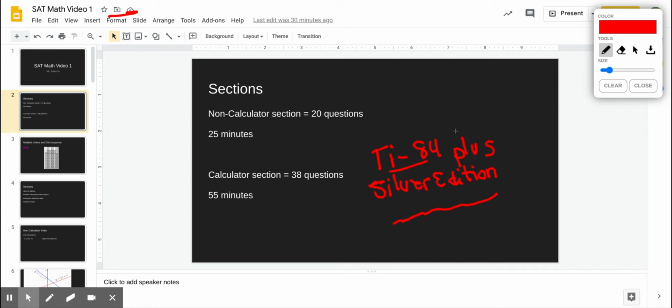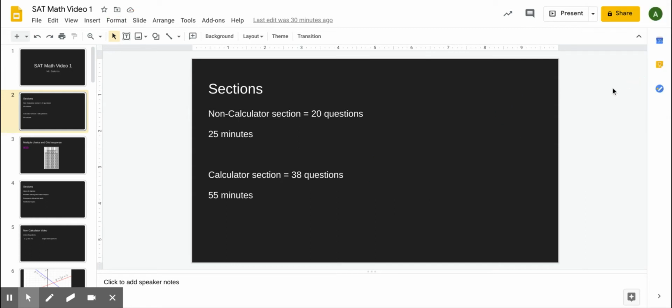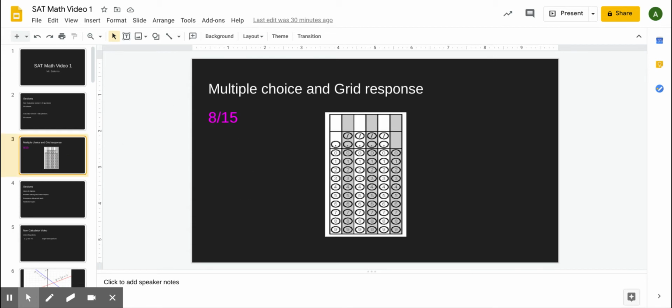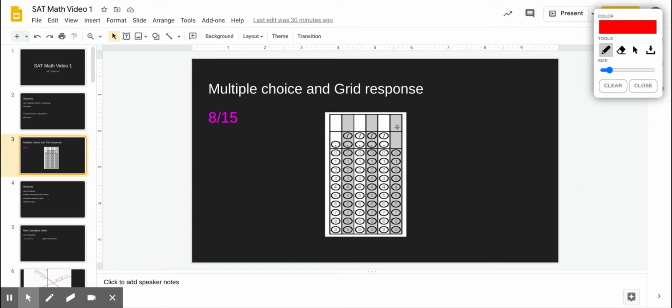Okay, and so again, like I said, the majority are multiple choice questions, but there is a grid response question. Here is the grid response. So for example, if I had the fraction 8/15, you write an 8 there, you put the fraction bar, and then you have 15. And then just fill it in.